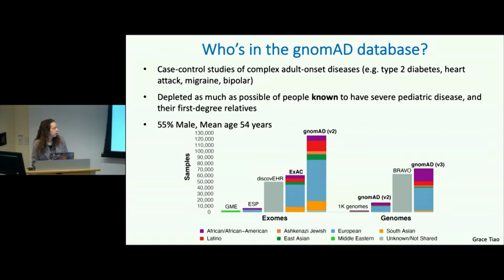We have relatively good ancestral diversity in the data sets. This is an area where, for every data set, we would love to have more ancestral diversity, but we do have five continental populations represented here. We do see a huge overrepresentation of European population, and the subpopulations we've pulled out separately are Ashkenazi Jewish and Finnish, because of some of the founder variants in those populations, and it's helpful to have those separate.